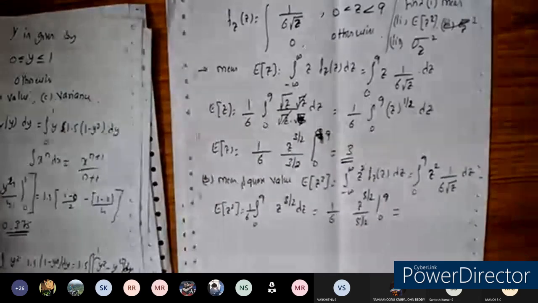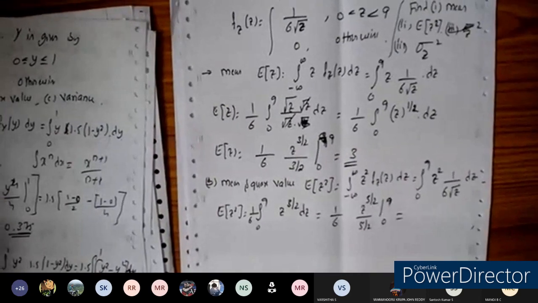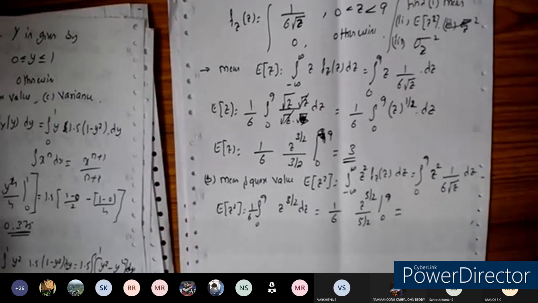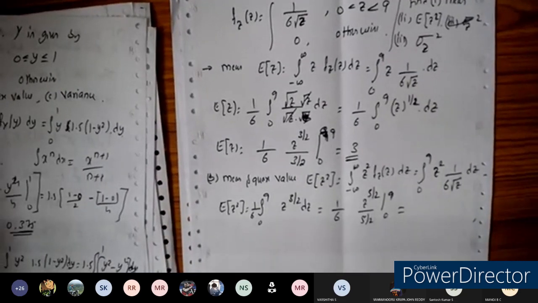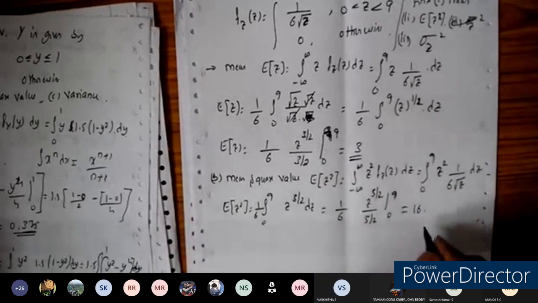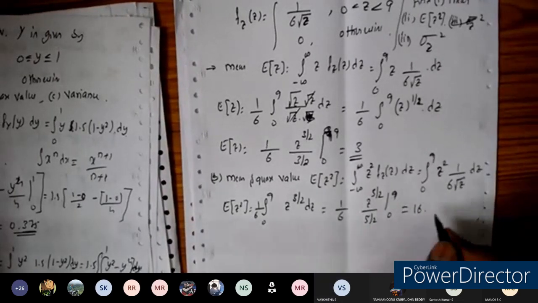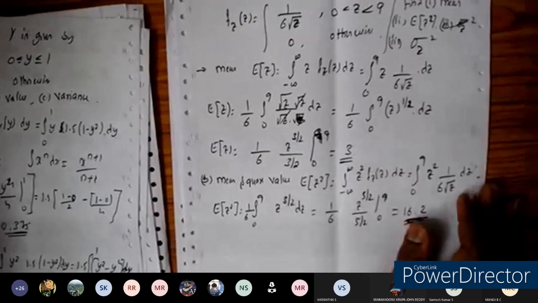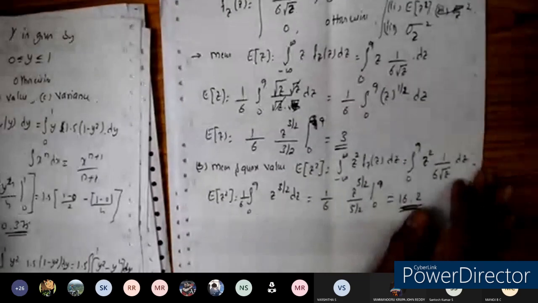Quickly tell me the answer, anybody? Do the calculation, apply the upper limit: 9 to the power of 5 by 2 minus 0 to the power of 5 by 2. So 9 to the power of 5 by 2 divided by 15, you will get 16.2, no? Yeah, very good. Excellent. So 16.2 we get here.